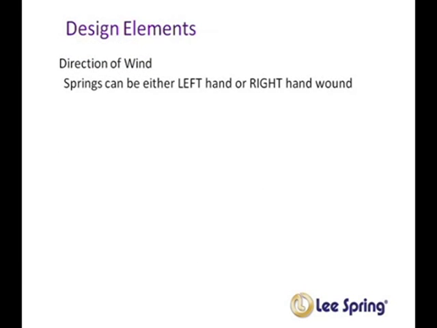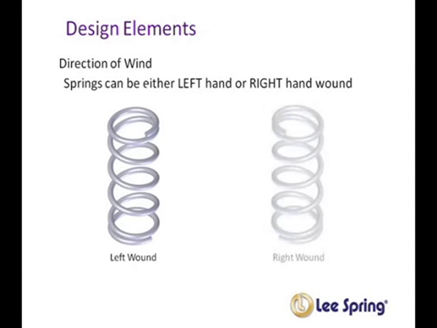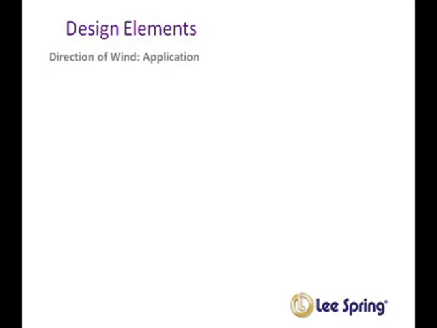One primary design element is the direction of wind. A coil spring can be wound in either a left-hand or right-hand direction, similar to a screw-type thread. A left-hand wound spring will spiral in the same direction as a left-hand threaded screw. A right-hand wound spring will spiral in the same direction as a right-hand threaded screw. Direction of spring wind can be important depending on how the spring is used.